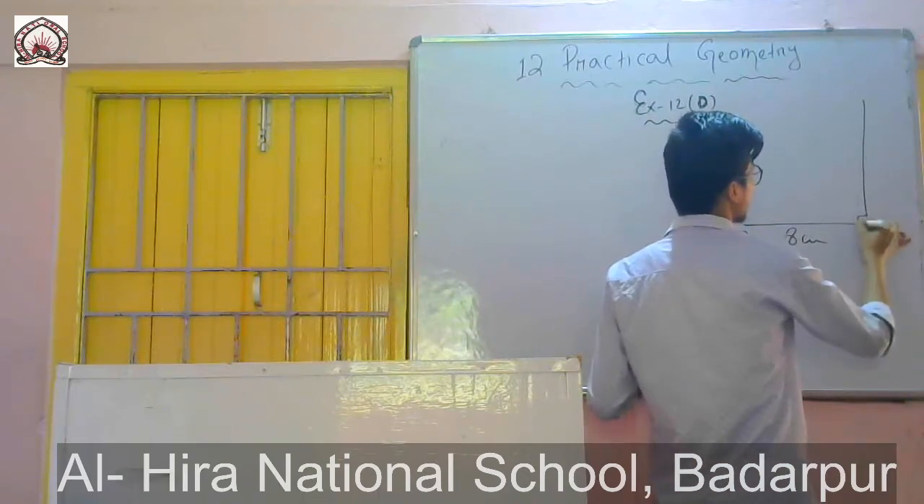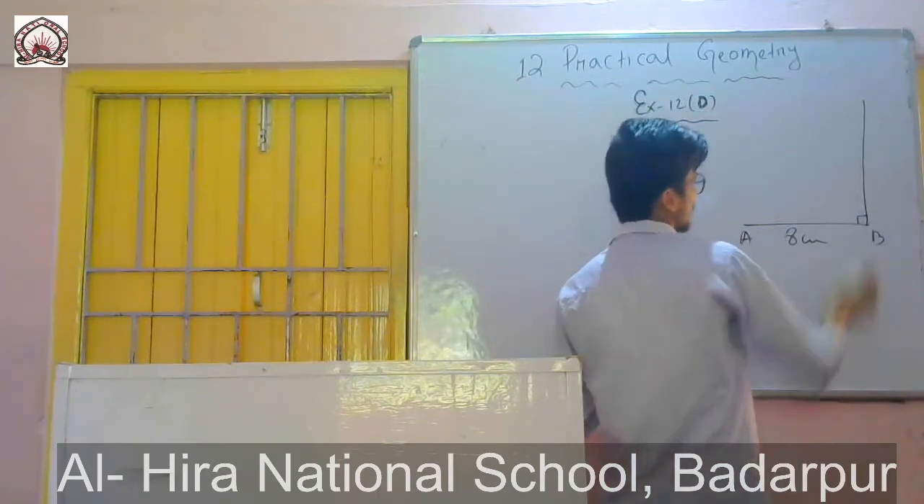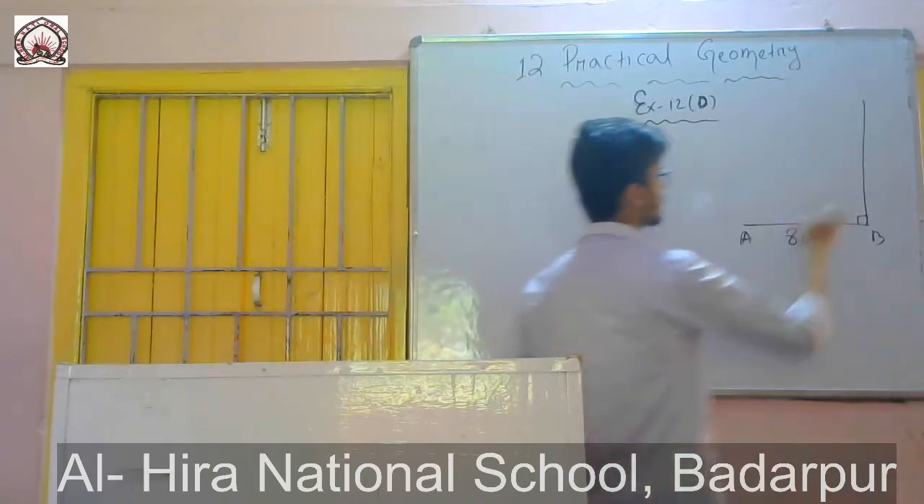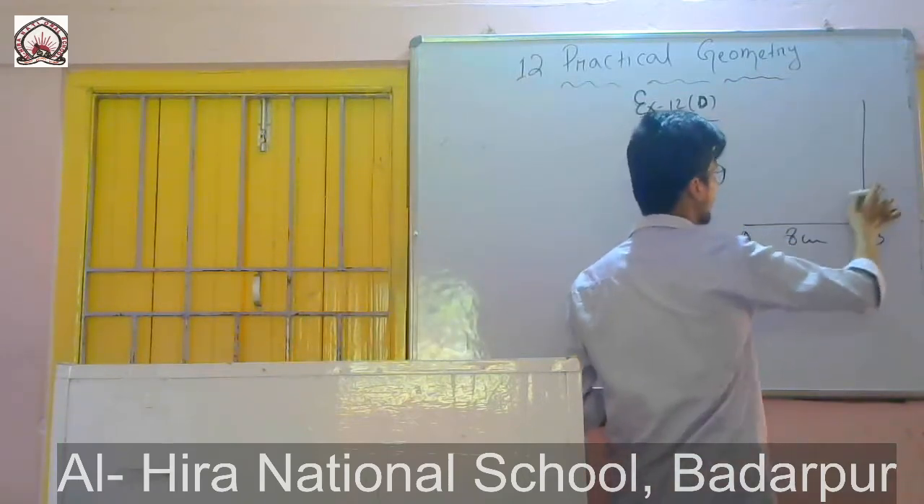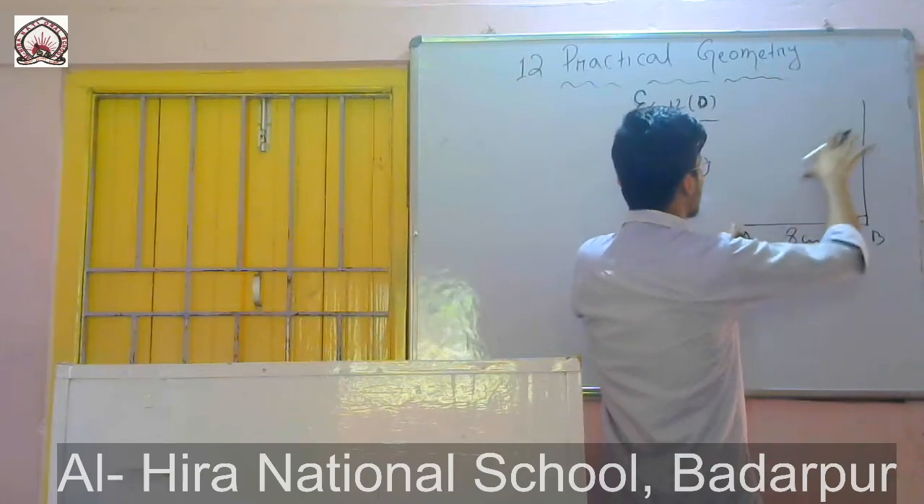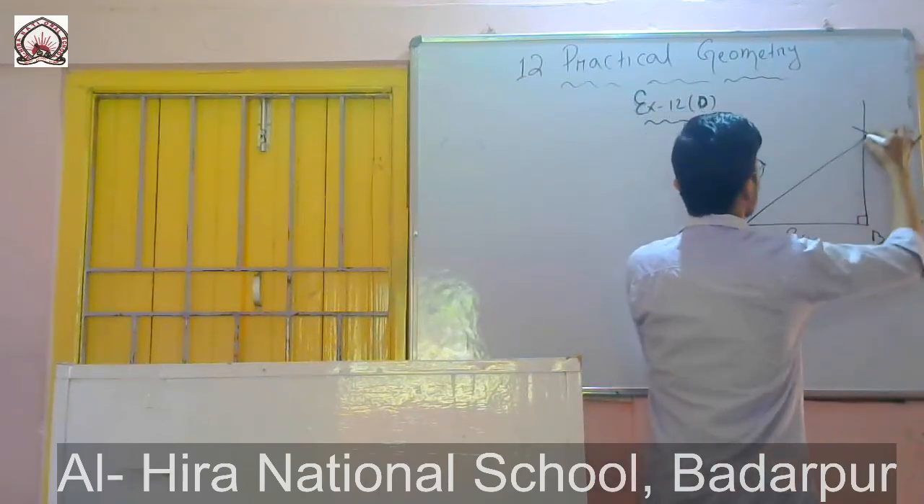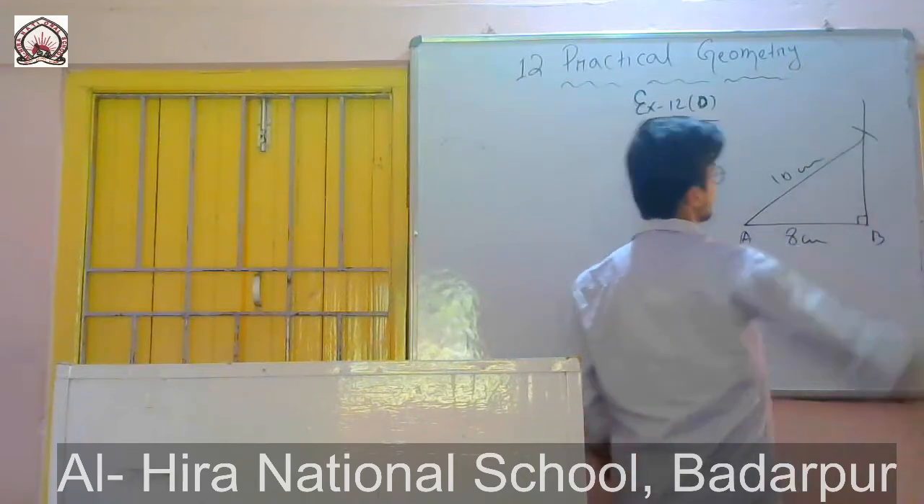I will get it as a right triangle at B, and then from the question, AC is given as 10 centimeter. That means C will be somewhere there on this line. So I will take the radius of 10 centimeter. I will cut it here, and then I will join it, which will be equal to 10 centimeter.